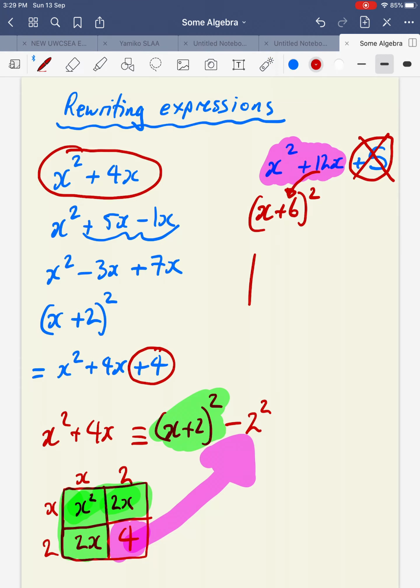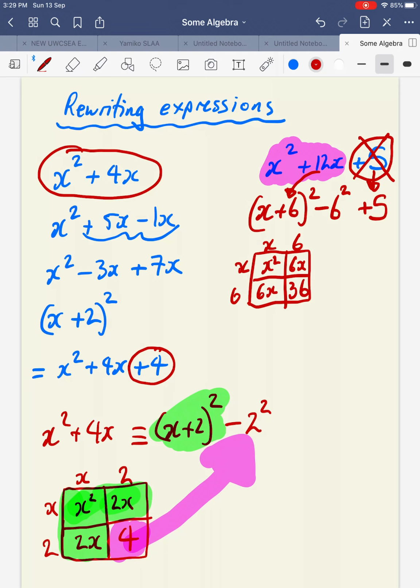Now remember the visual, the x plus 6 all squared, there's x plus 6, there's x plus 6, there's the x squared, there's 6x, 6x is 12x, but we get this extra 36 which we need to take away. So I'm going to subtract the 6 squared, but then notice we had that plus 5.